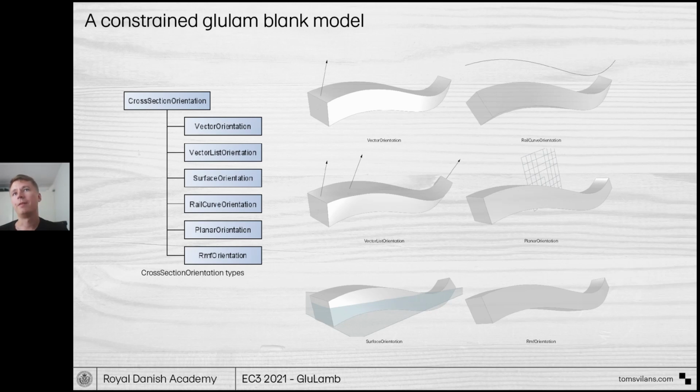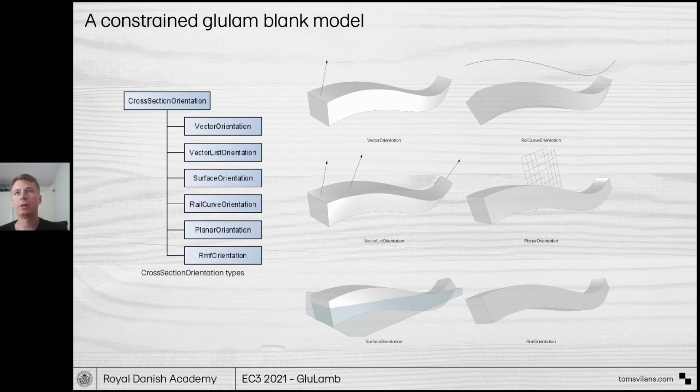Number 2. The vector list orientation extends this to multiple vectors, where the alignment is smoothly interpolated between defined vectors. 3. The surface orientation locks the alignment of the GluLamb to a freeform surface. This only affects the cross-section orientation, which means that the centerline curve is not constrained to the surface. 4. The rail curve orientation aligns the GluLamb to a secondary guide curve.